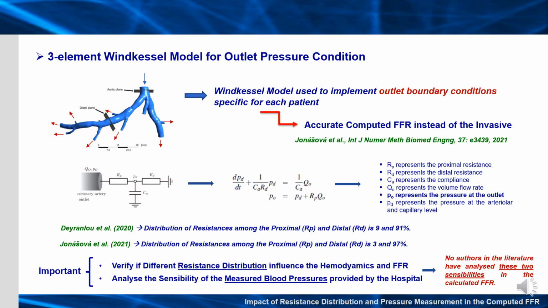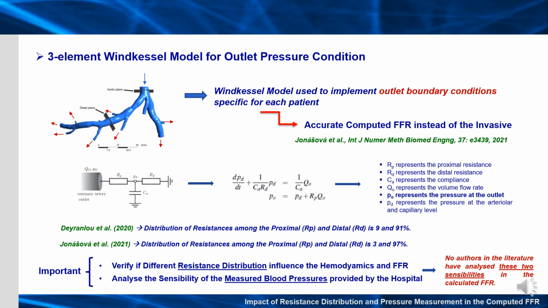Recent studies of Deralun et al. have shown that the distribution of resistance among the proximal and distal resistance is 9 and 91% respectively. However, another recent study of Janosova et al. indicates that this distribution of resistance is 3 and 97% respectively. Thus, it is important to verify if these different distributions influence the hemodynamic results and consequently the FFR.